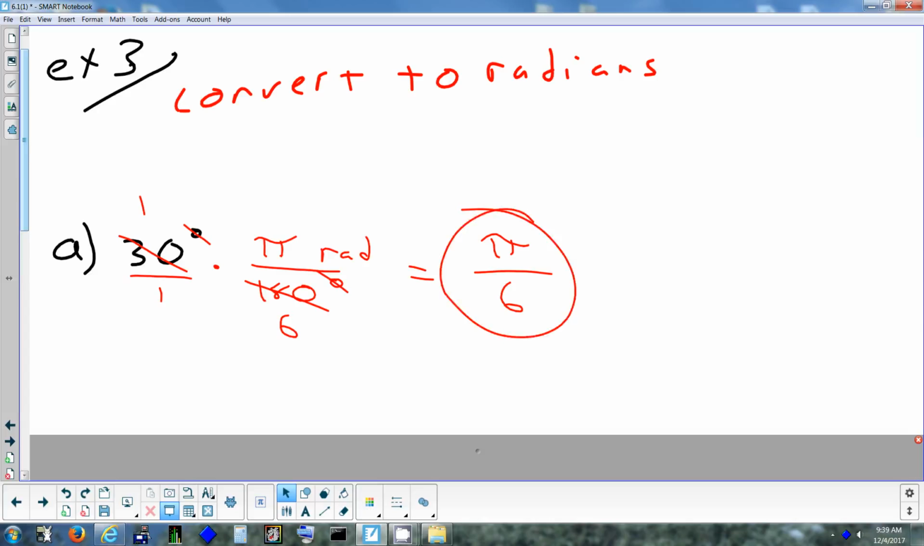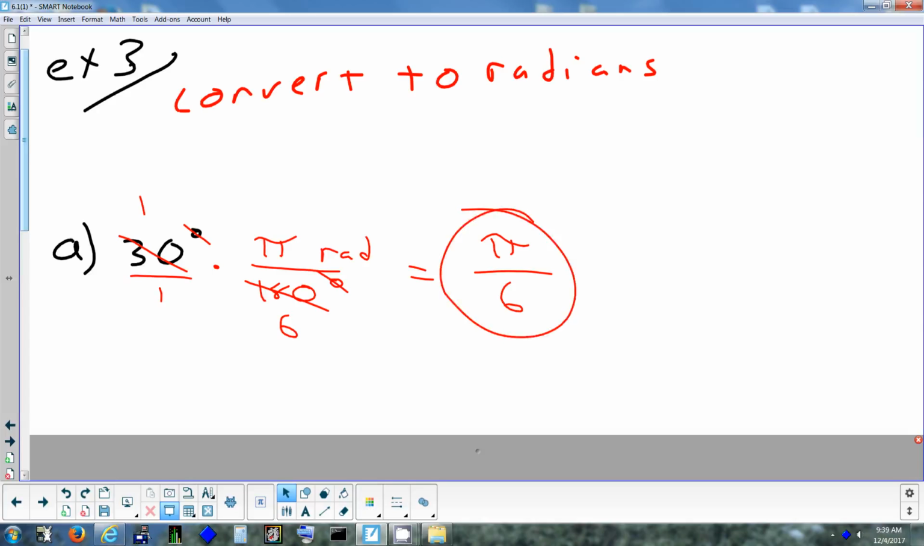Generally, when you're converting angles that are multiples of 30 and 45, you leave it as pi. Okay? If they want you to actually round that off to a decimal, they'll tell you. Otherwise, don't. Just leave it. Okay. So any questions on that?